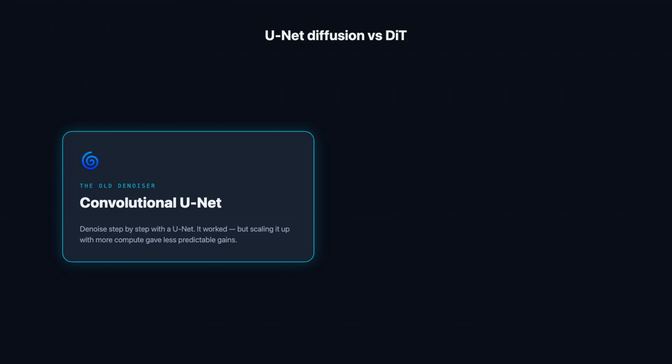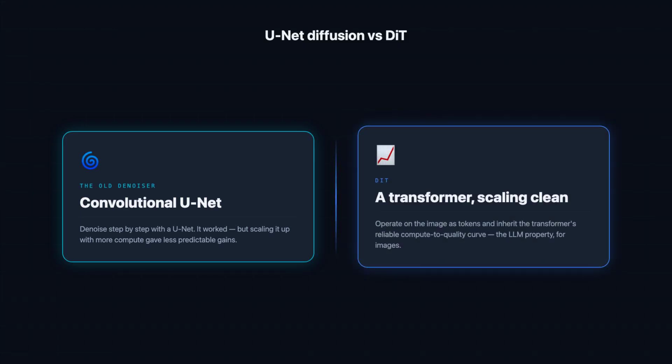DiT replaces that U-Net with a plain transformer, and the payoff is scaling behavior. Because it operates on the image as a set of tokens, it inherits the transformer's clean, reliable relationship between compute and quality. Pour in more, and the results improve predictably. That's exactly the property that powered large language models.